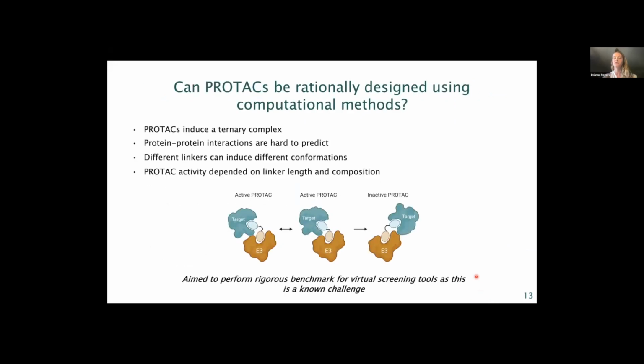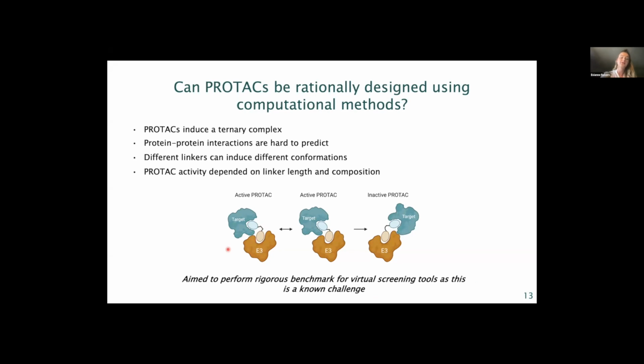Because as we know, to rationally design PROTACs can be very difficult, because what we know is that PROTACs induce what we call a ternary complex, basically a complex that consists of 3 parts: protein modifying enzyme, target, and the compound in between, and that this complex induces novel protein-protein interactions. And these are hard to predict, since these are not necessarily observed in nature without the PROTAC being there.